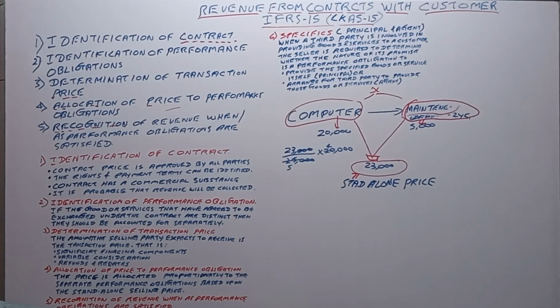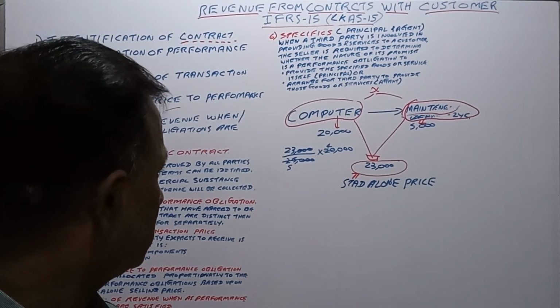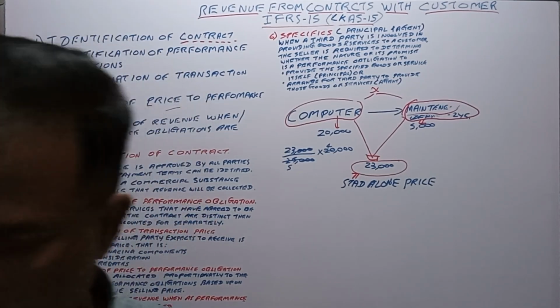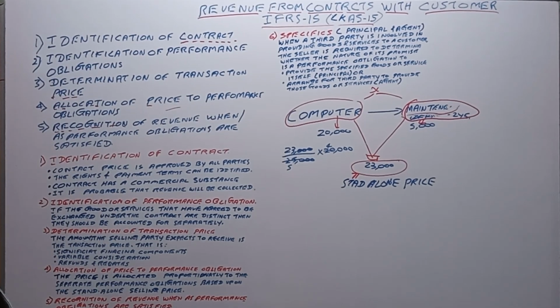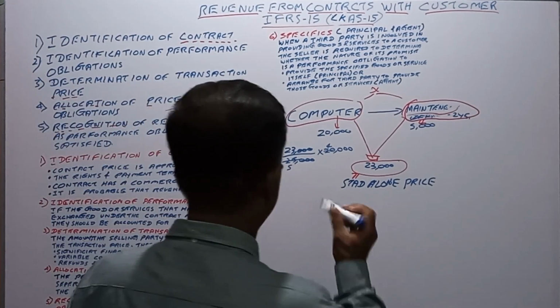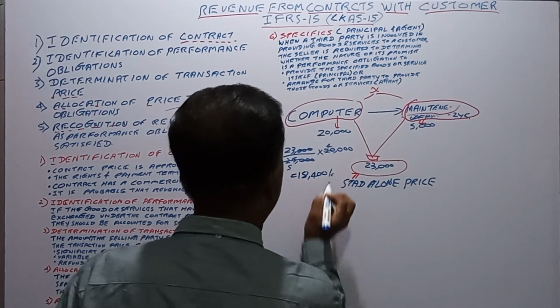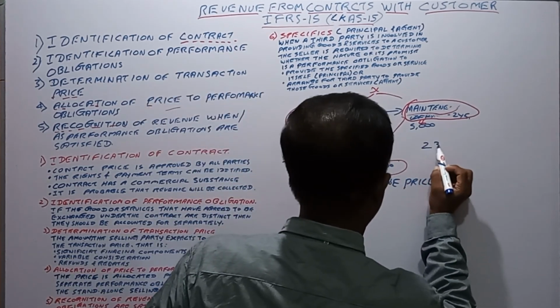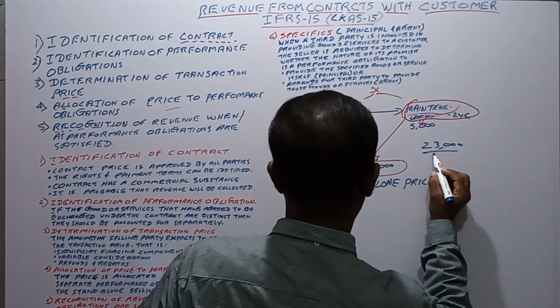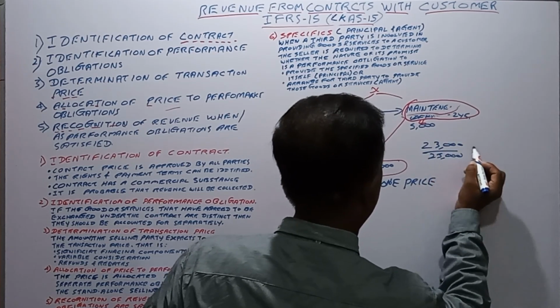23,000, sorry, 25,000, yeah, 23,000 divided by 25,000 into 20,000, that is 18,400. This is 18,400. Okay, this is 23,000 divided by 25,000 into 5,000.